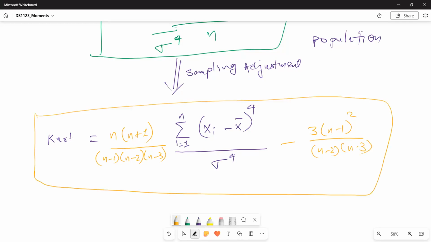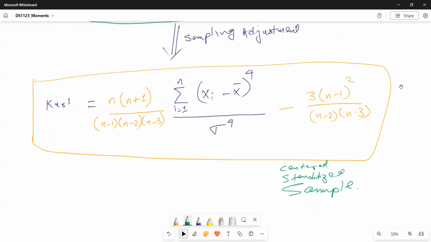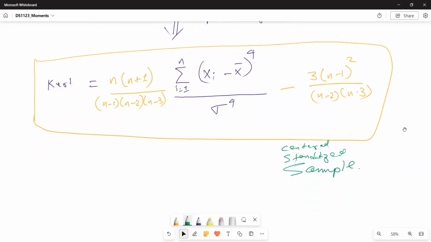This formula is centered, this is standardized, and this is for samples. This is the formula that is used wherever you want to calculate the kurtosis. This is the formula that will be used.